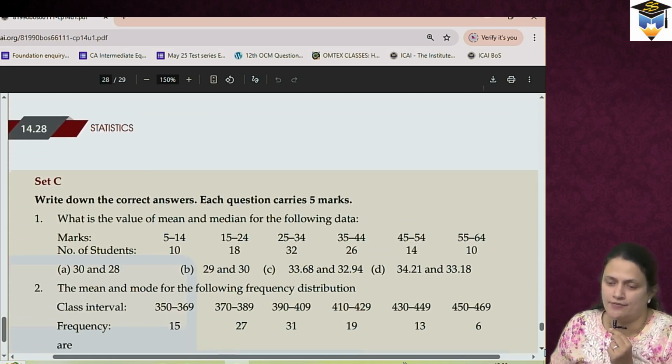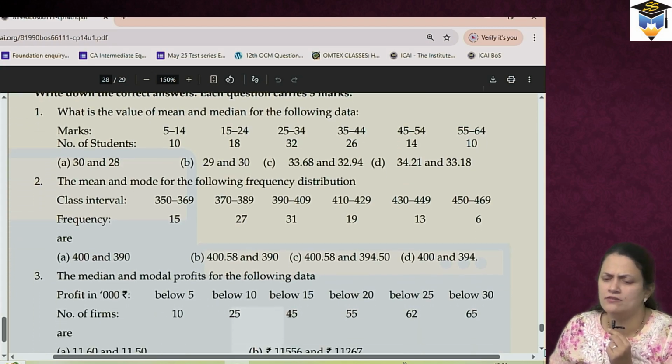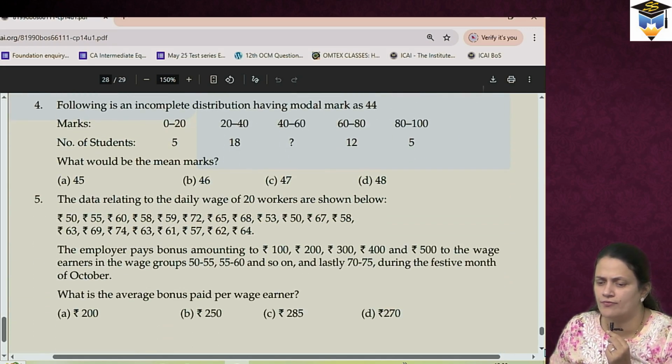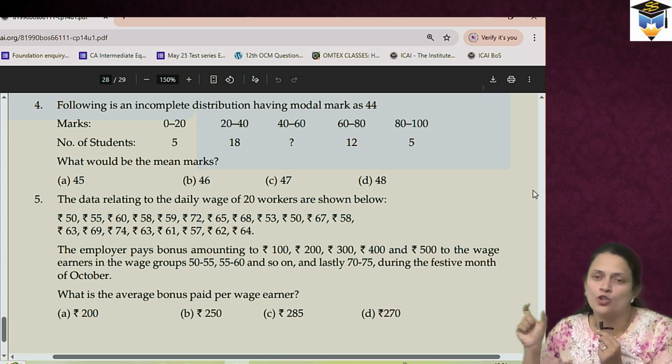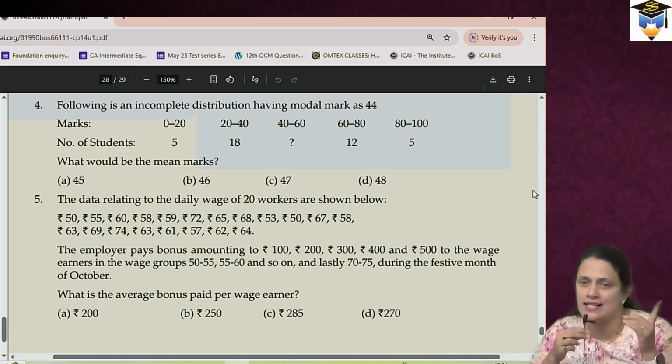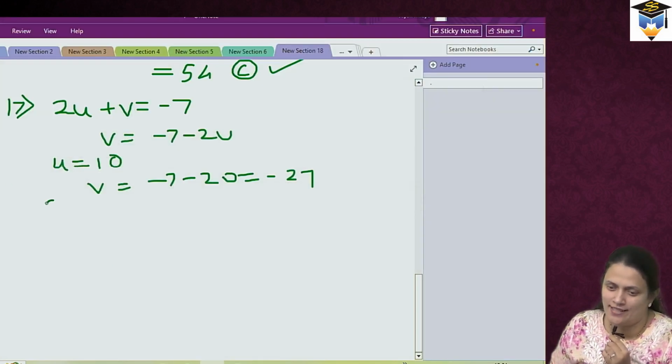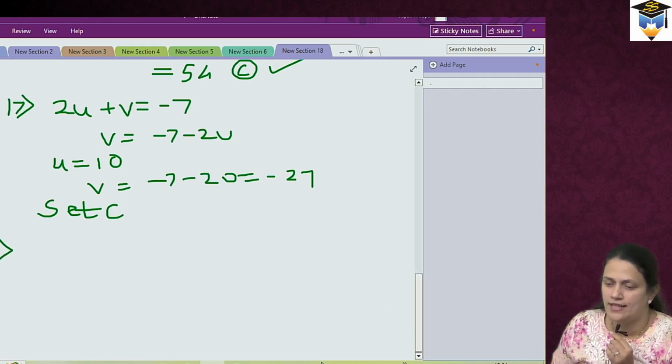Let us go to set C. In set C, can we do the second one? This one. So now from this data, how will you form the table? Can you tell me? The wage group is taken on the left hand side, that is the class interval. First, form a table. Set C, fifth question. Set C, fifth.